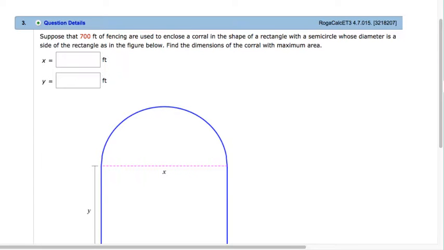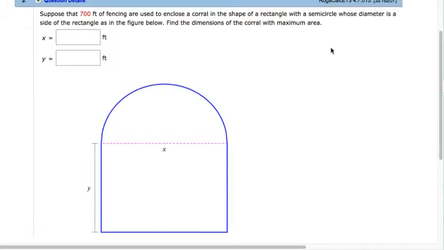All right, so suppose that 700 feet of fencing are used to enclose a corral in the shape of a rectangle with a semicircle whose diameter is the side of the rectangle. You're given a diagram with variables, so that's nice. You don't have to make them up yourself. Find the dimensions of the corral with the maximum area.